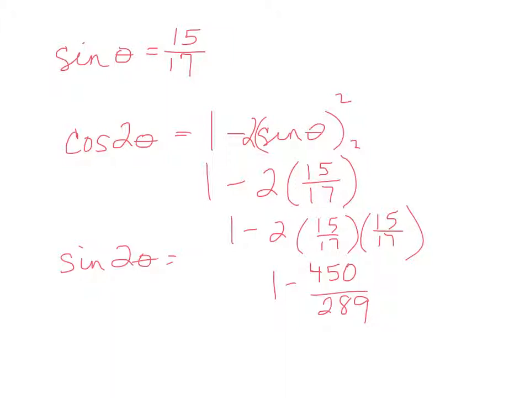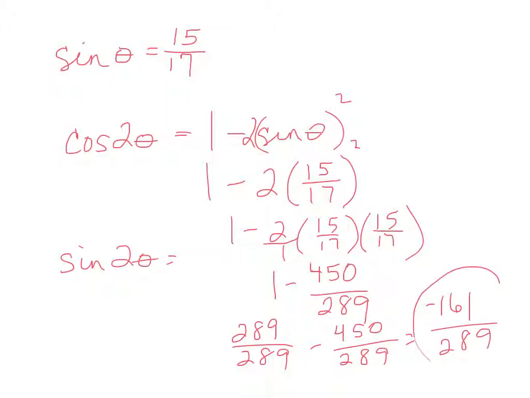Again, remember that 2 is a whole number. It's really 2 over 1. That's why the 2 stays on the top. 17 on the bottom. Common denominator would give me 289 over 289. That's 1 minus my 450. Looks like that. Negative 161? Don't trust me. That's the cosine of 2 theta. All right, sine of 2 theta.